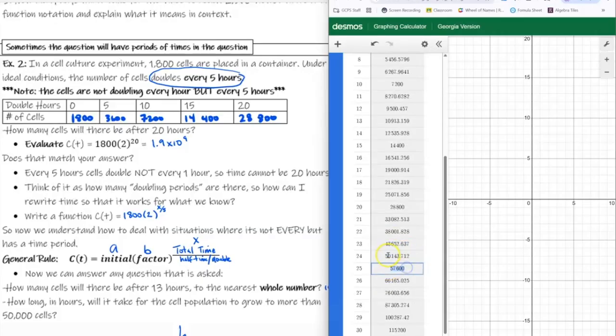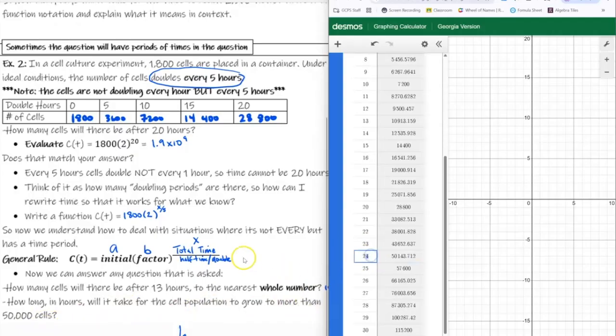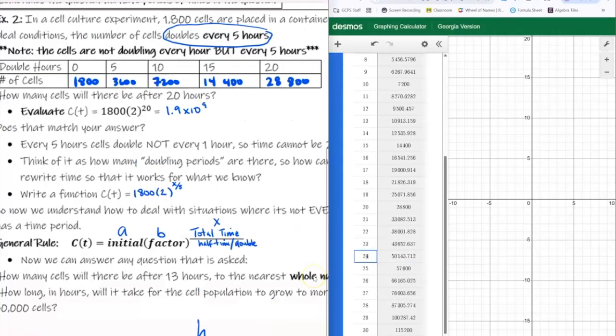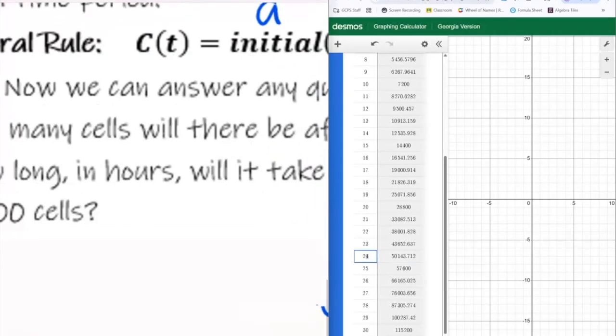This is 57,000, right? So the question was, how long will it take for the cell population to grow to more than 50,000? So roughly 24, and is this years? What is this? Hours. So 24 hours or 1 day. Okay. So it's asking in hours, so I'm going to put 24 hours. Now be careful because sometimes the question will change and might ask you in days. If it was days, you would say 1 day, even though it says 24 here, because 24 means hours.